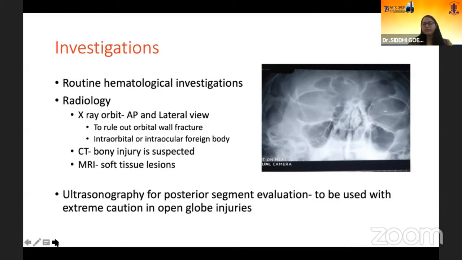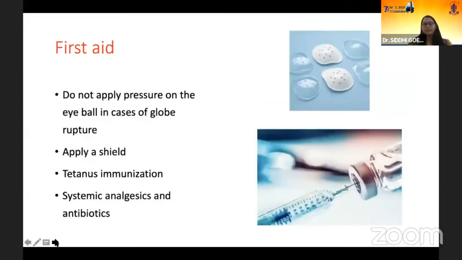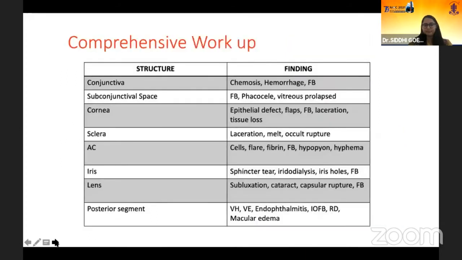Ultrasonography for posterior segment evaluation should be used with extreme caution because of open globe injury, which can lead to further damage. For first aid, we do not apply any pressure on the eyeball in cases of any globe rupture. We can apply a shield. A tetanus immunization should be done, and systemic analgesics and antibiotics can be started. A comprehensive workup must be done for all cases.